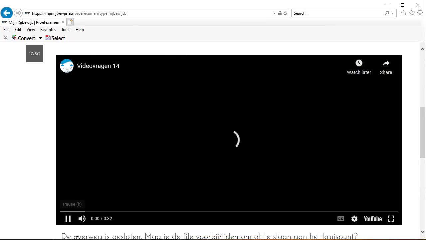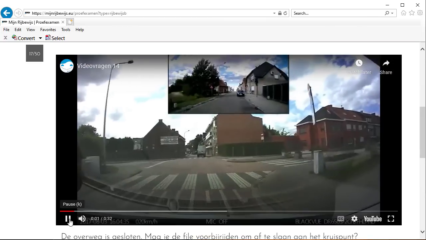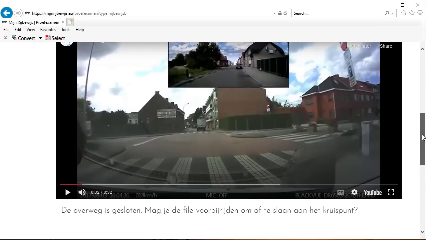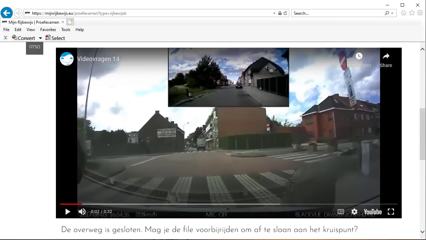Let's read this question before we watch this video. The road is closed. Are you allowed to overtake the traffic to turn left at the cross point? That's the question. So let's see. Let's watch.